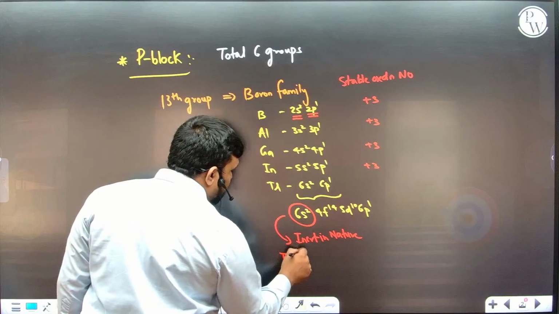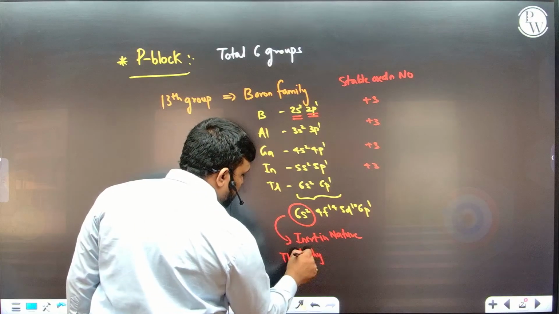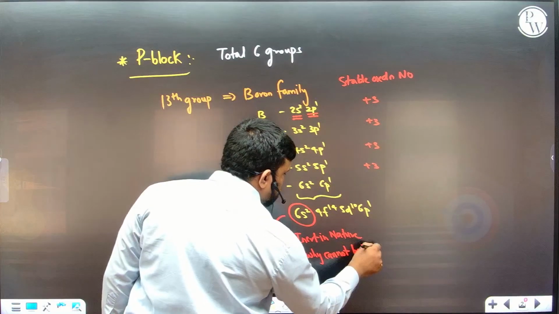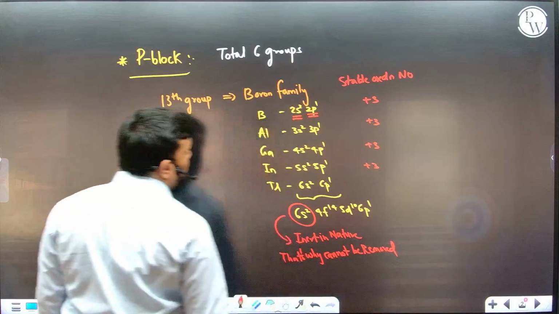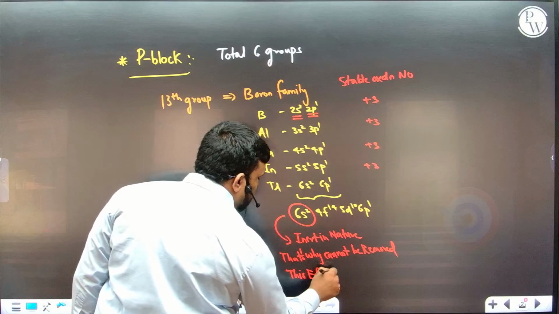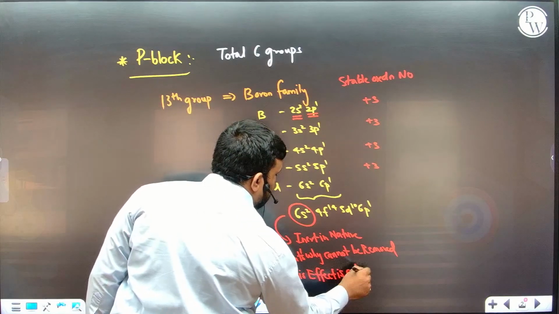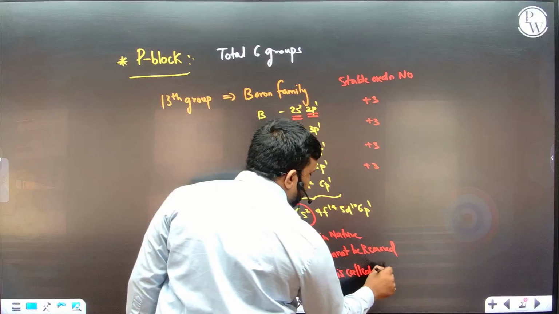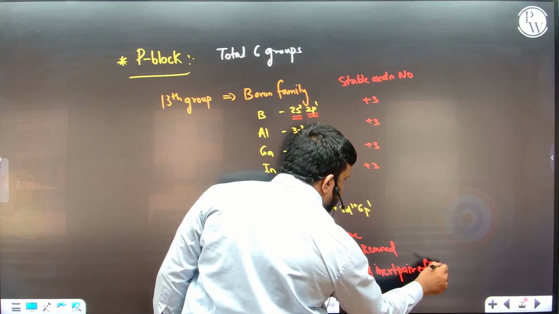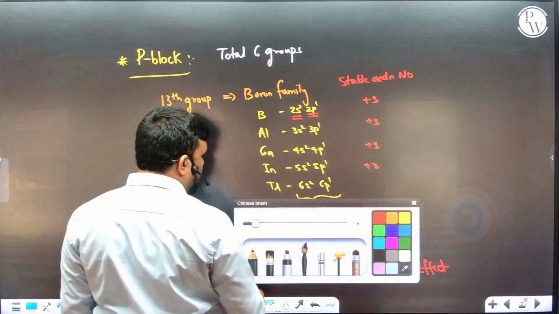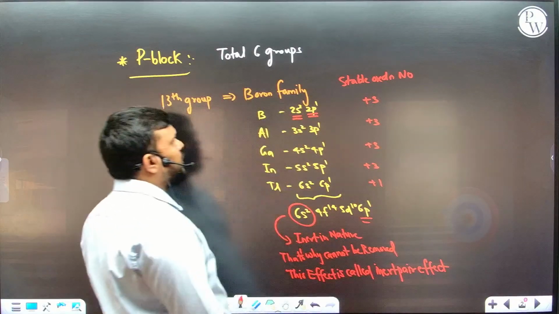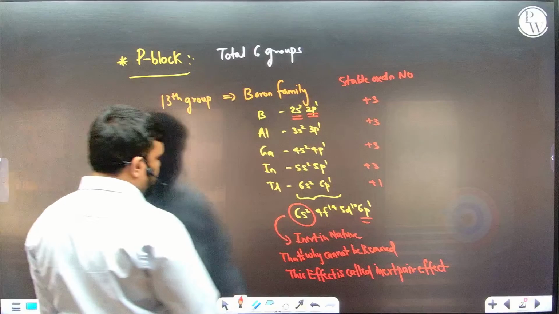That's why this pair of electrons cannot be removed, and this effect is called the inert pair effect. So you can remove only the 6p1 electron. So thallium will show only +1 over here as the stable oxidation number.